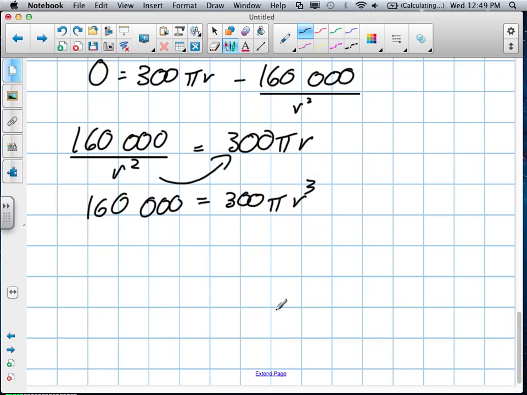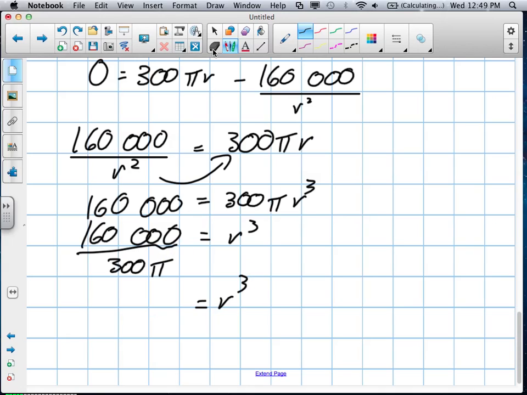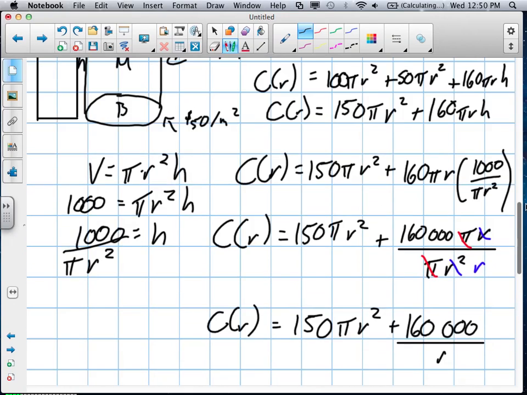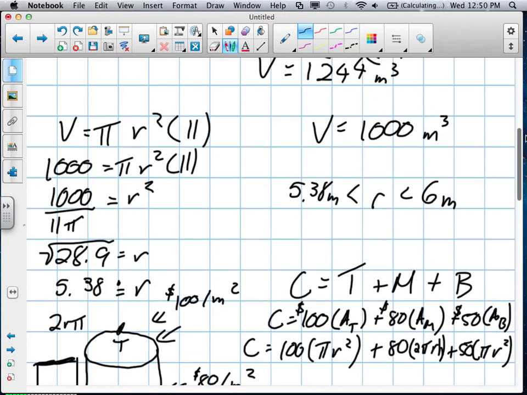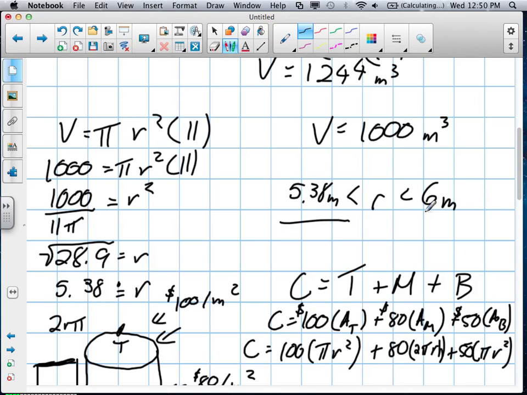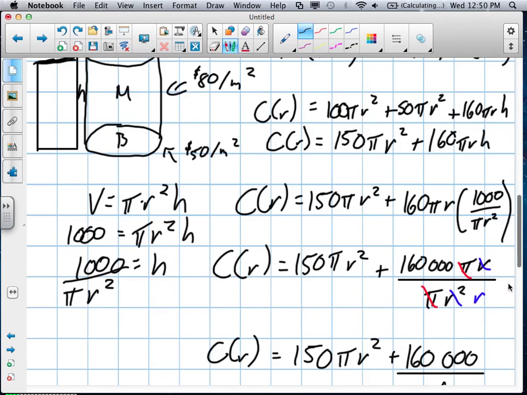The goal is to figure out what r can be. So r cubed is equal to 160,000 divided by 300 pi. And then when you put this all in your calculator and find the cubed root of it, you're going to end up with 5.54. So we need to go look at our restrictions. Our restrictions way up here were 5.38 and 6. Are we between 5.38 and 6?